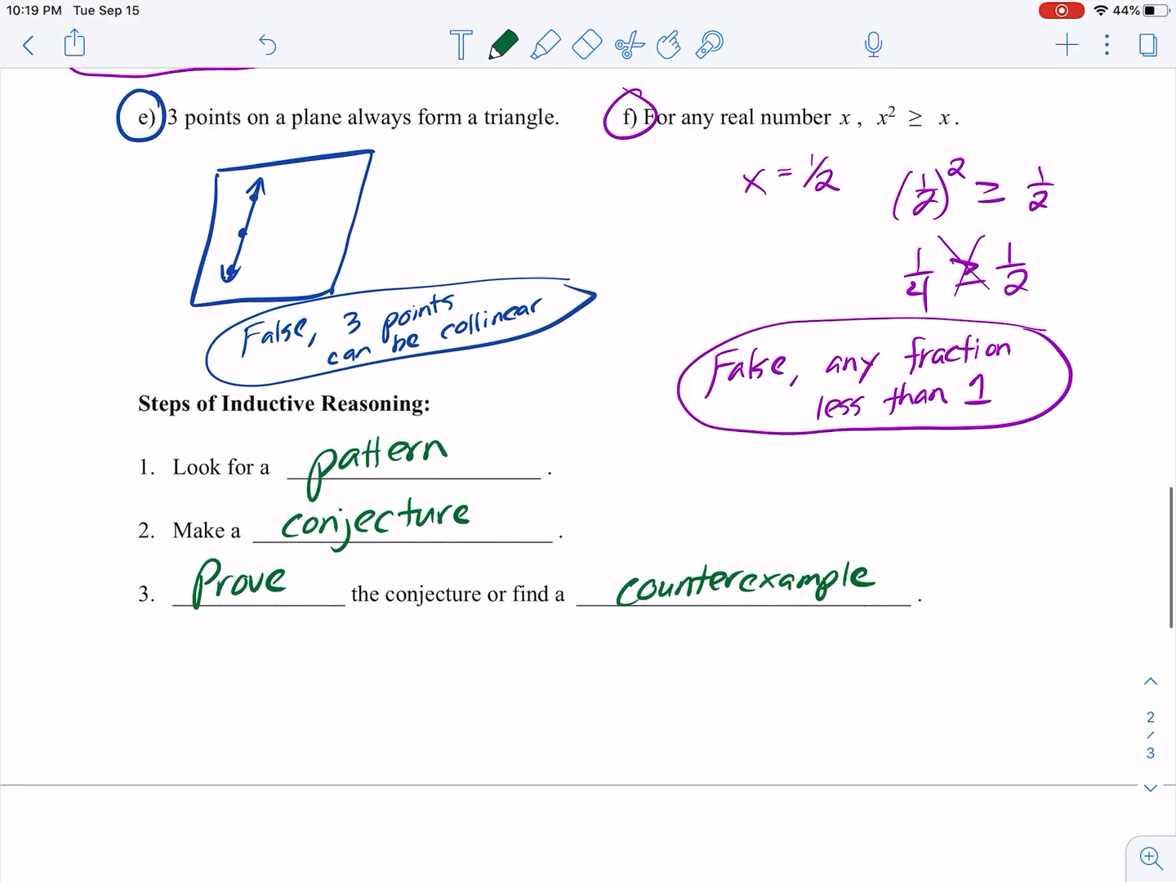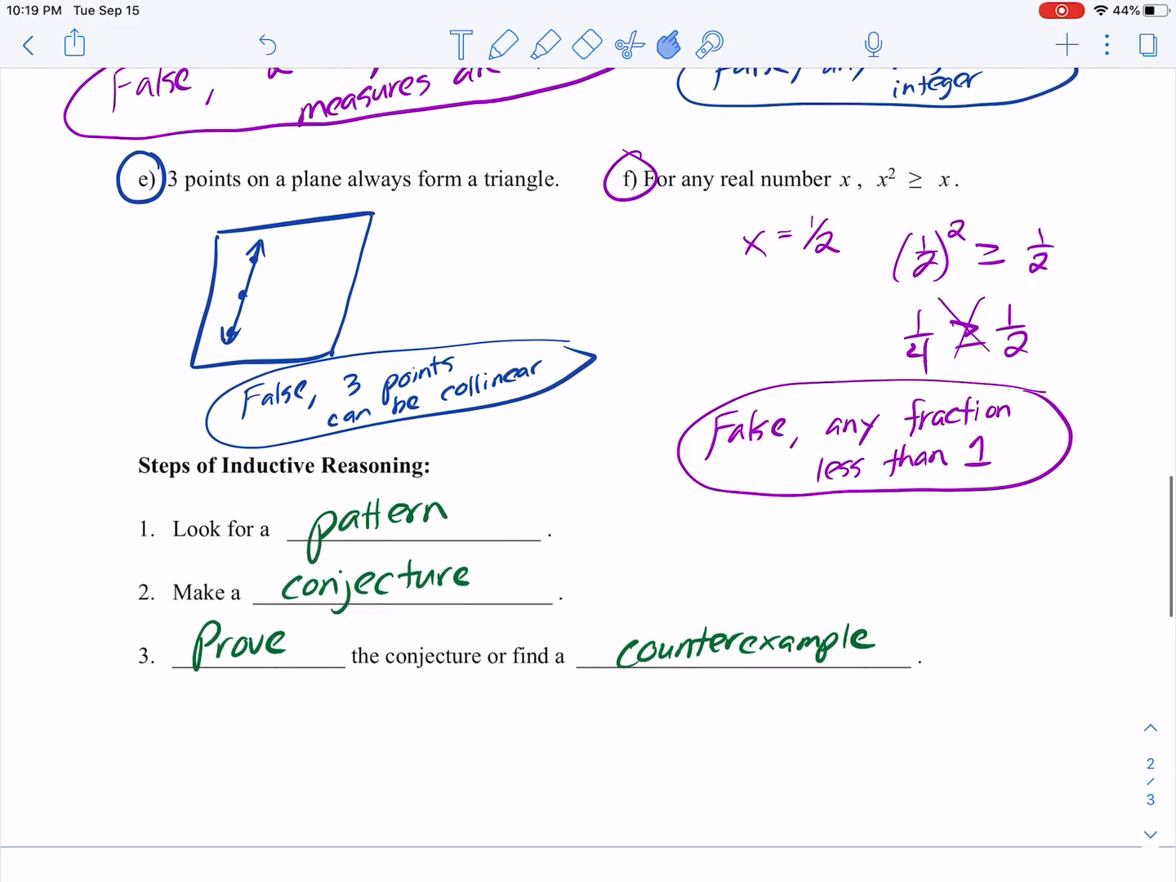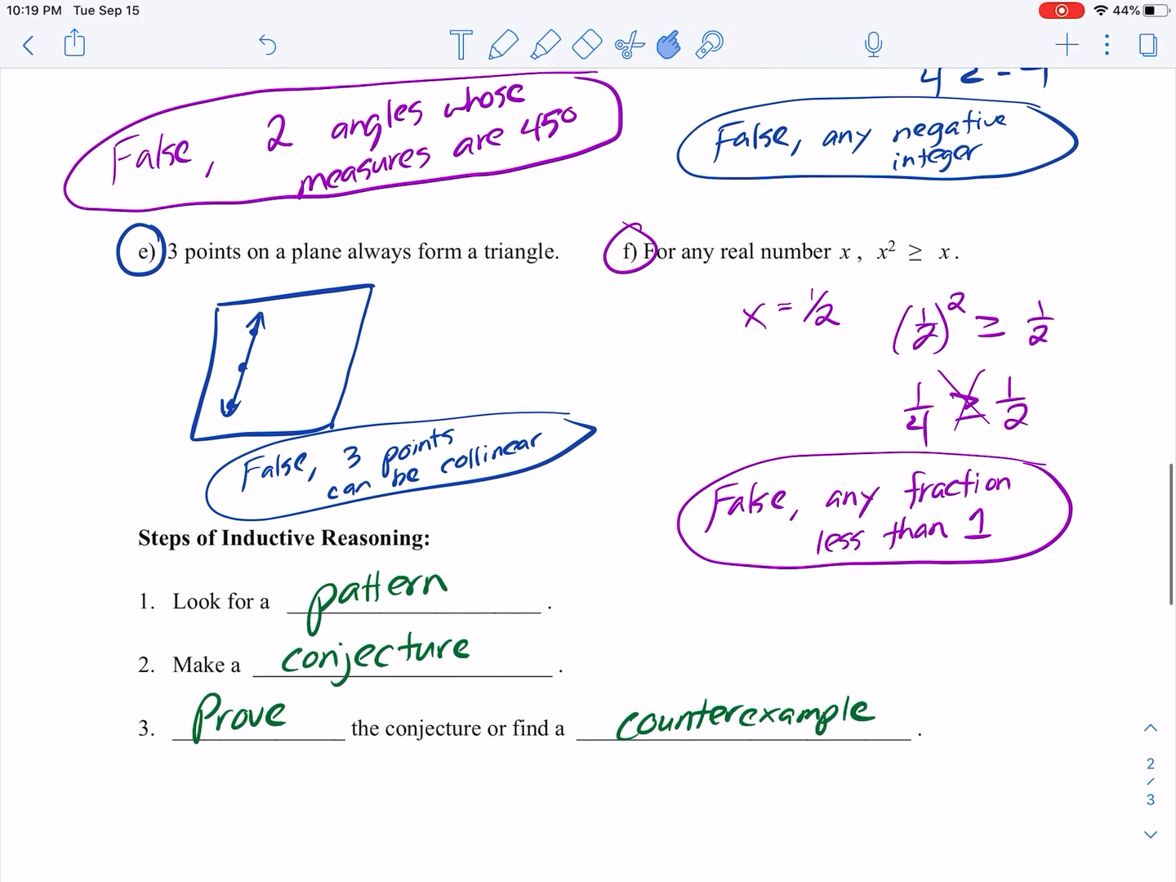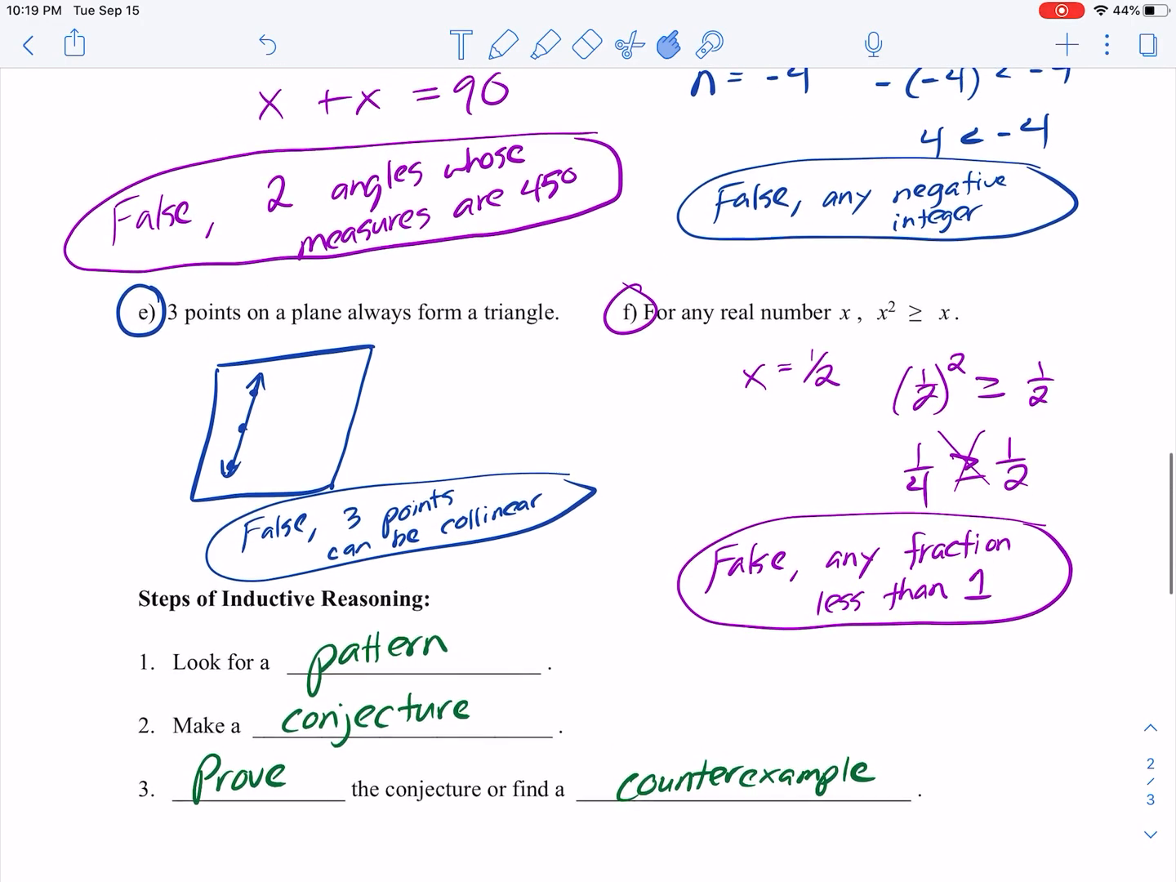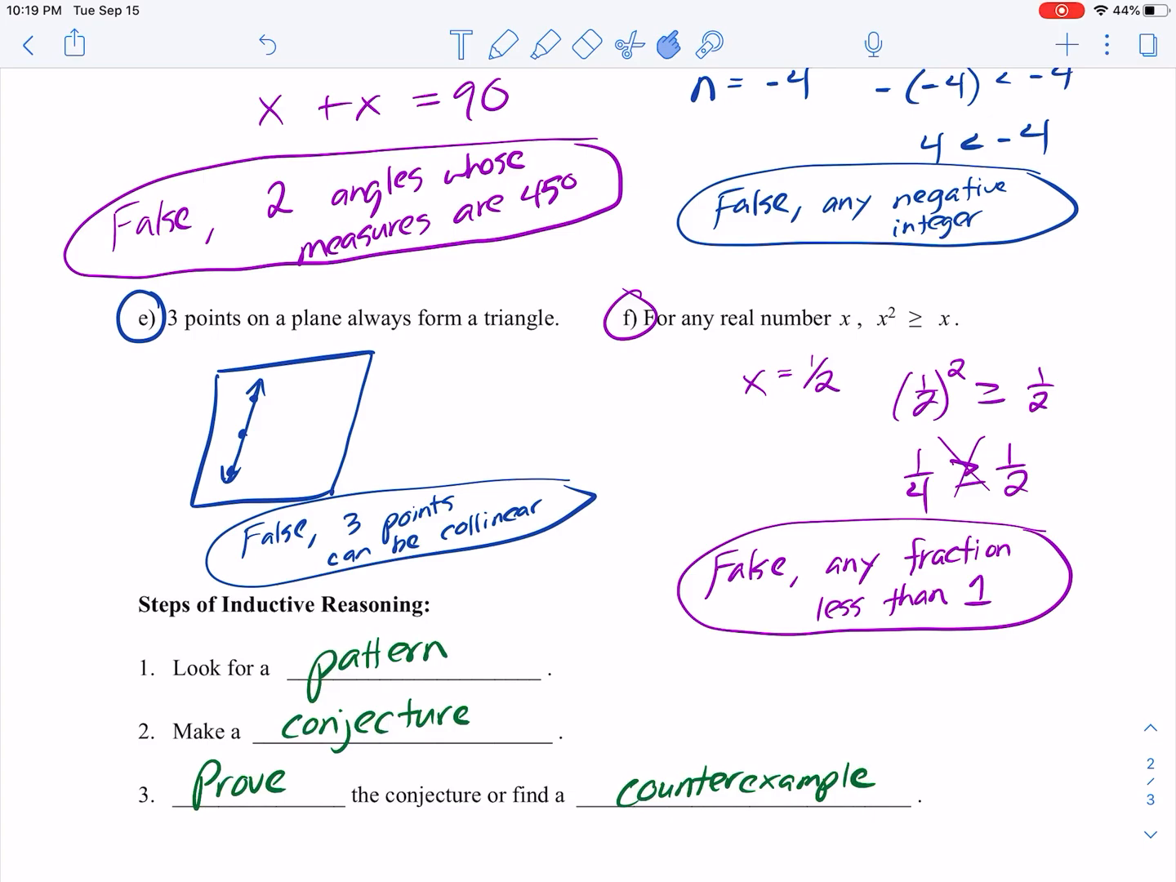Okay. You'll have practice on the homework tonight doing both, where you're making conjectures and proving conjectures are false. And then we will practice this some more in class later this week. Okay, good luck on your homework.